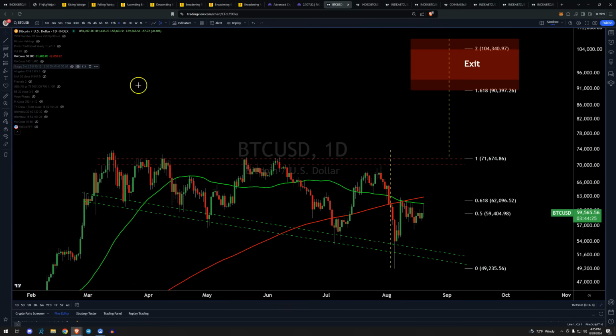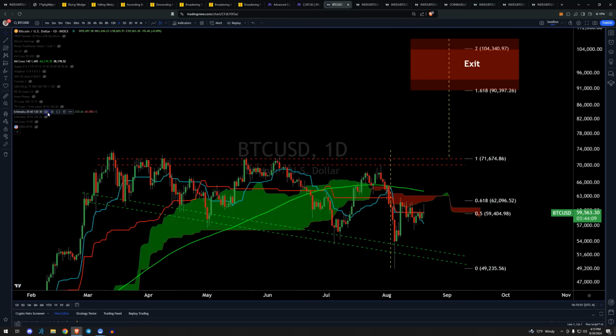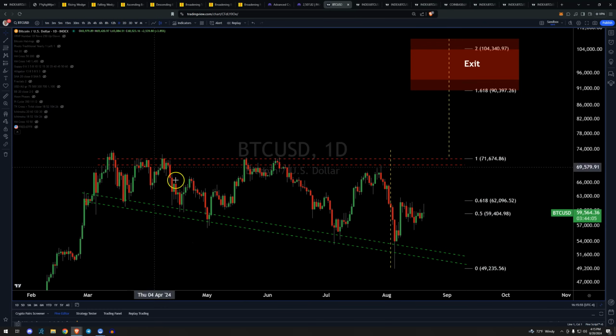Here's a 5200 cross. This may be a little late, honestly, but put it on the list. 5200 cross, great. Anytime we're above that, or we've made a bull cross, I'm adding. Here's the 20-week moving average. Anytime we're above that, I'm adding, and you'll notice that this sort of matches the cloud a little bit.